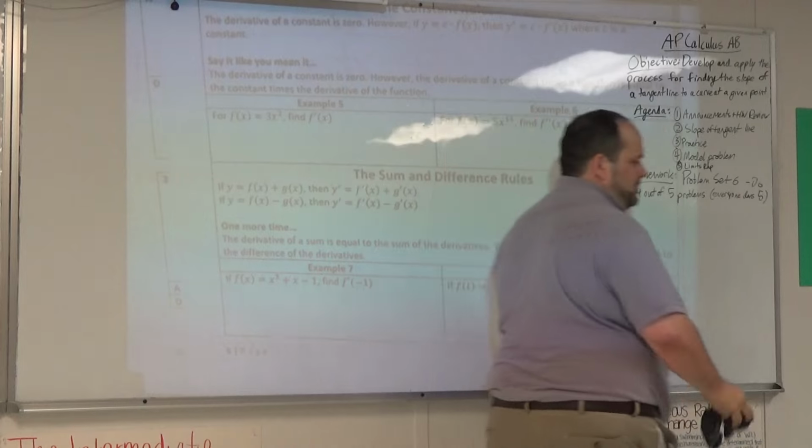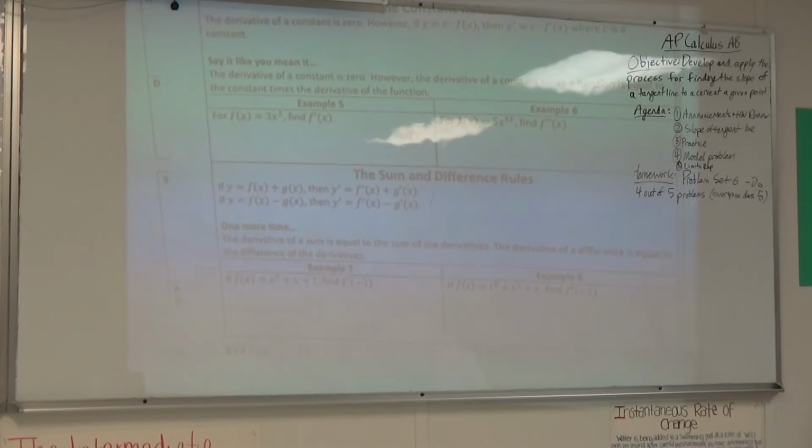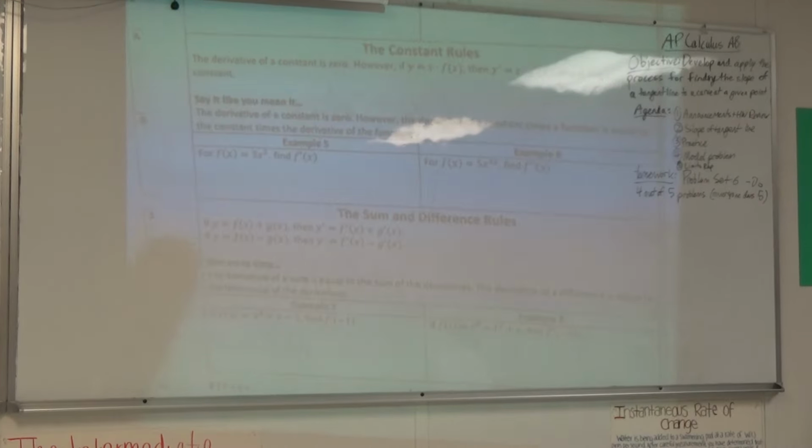Oh, I just erased part of the H. Don't tell Mr. Link, he'll never know. All right, constant rules. Okay, Carmen wants to be able to sit next to the exponents, apparently.